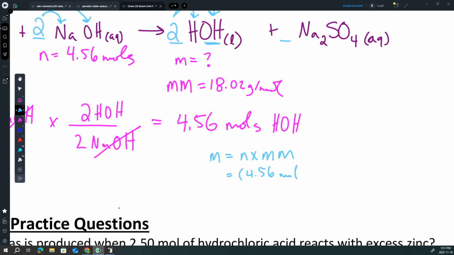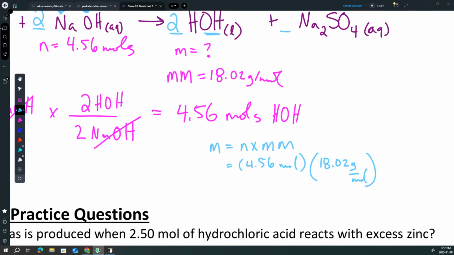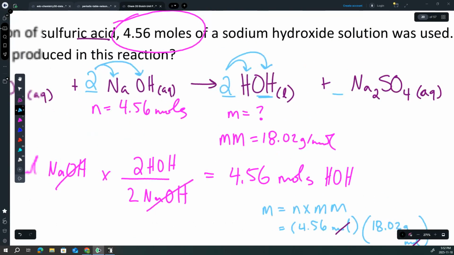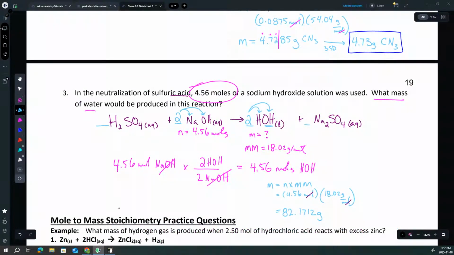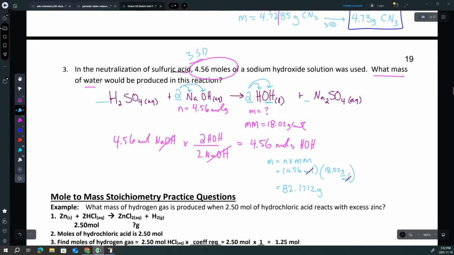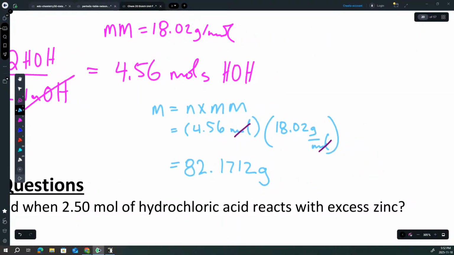4.56. Molar mass is 18.02. So if we multiply those 2 numbers together, we're going to get 82.1712. Okay, and our units, so moles cancels out, we're left with grams. Looking at our question, our given number is in 3 sig digs, so that's what our final answer needs to be in.